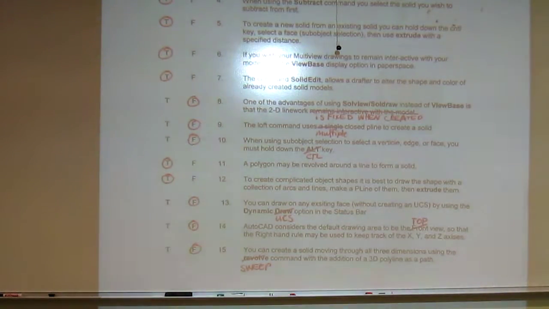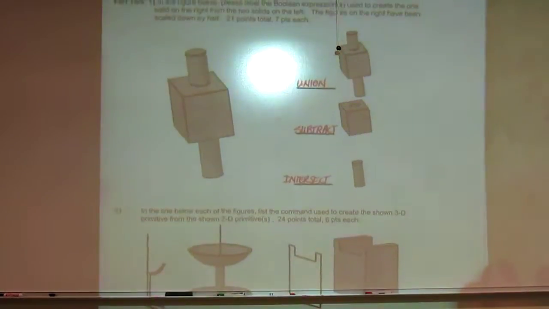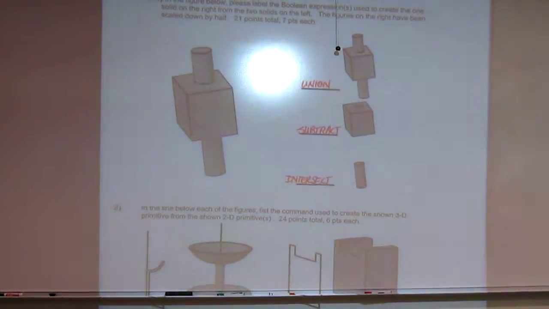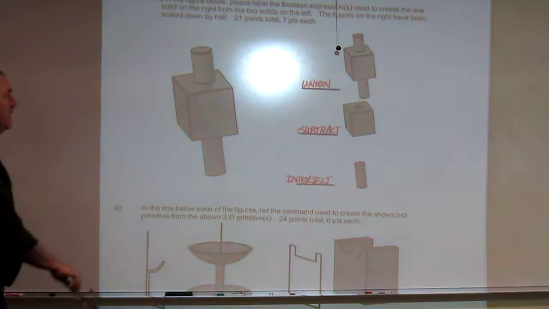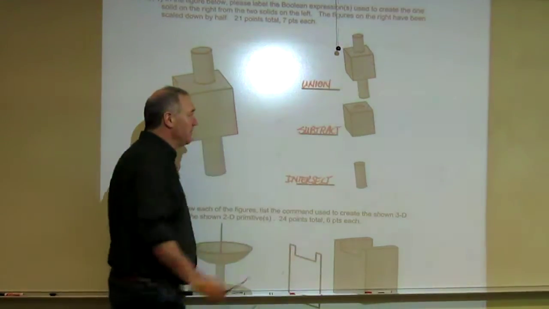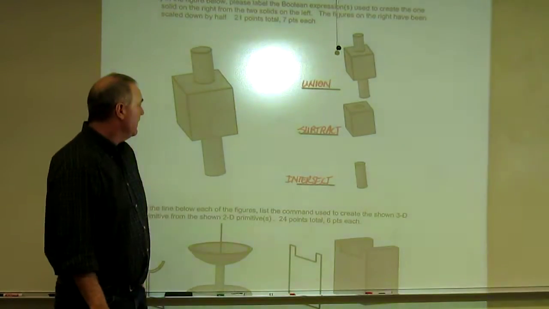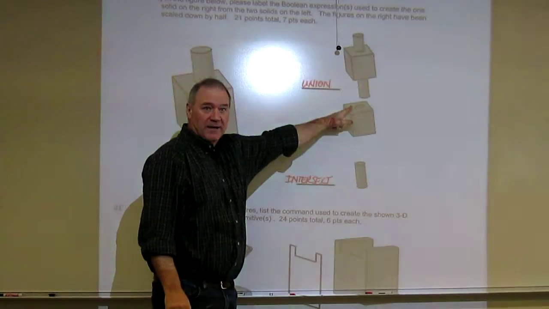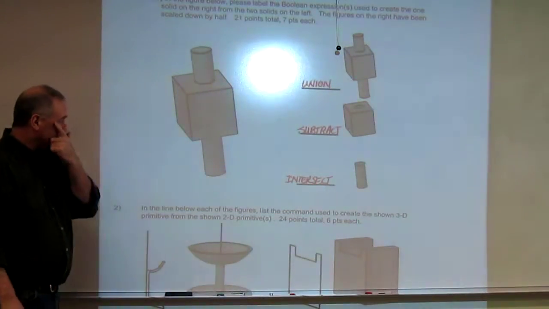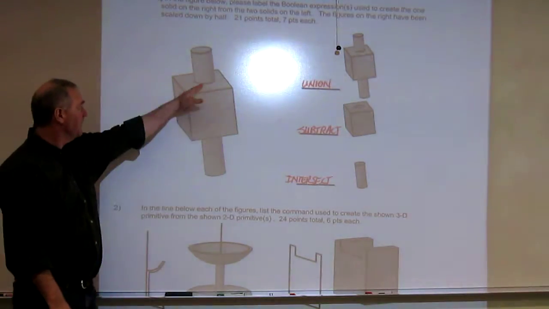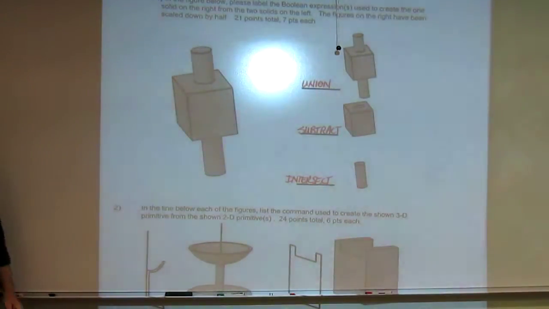Any questions on those, or do you want to discuss any of them in more detail? All right, the next one, so this was just recognizing which Boolean created the shapes. So if I have two solids and I run a Boolean operator and I'm left with one solid that contains all the material of both items, I'm using union. If I create a solid that has one solid minus the other one, I'm using subtract, and then intersect was the only common area between the two, which is this cylinder right in here. Any question on those?